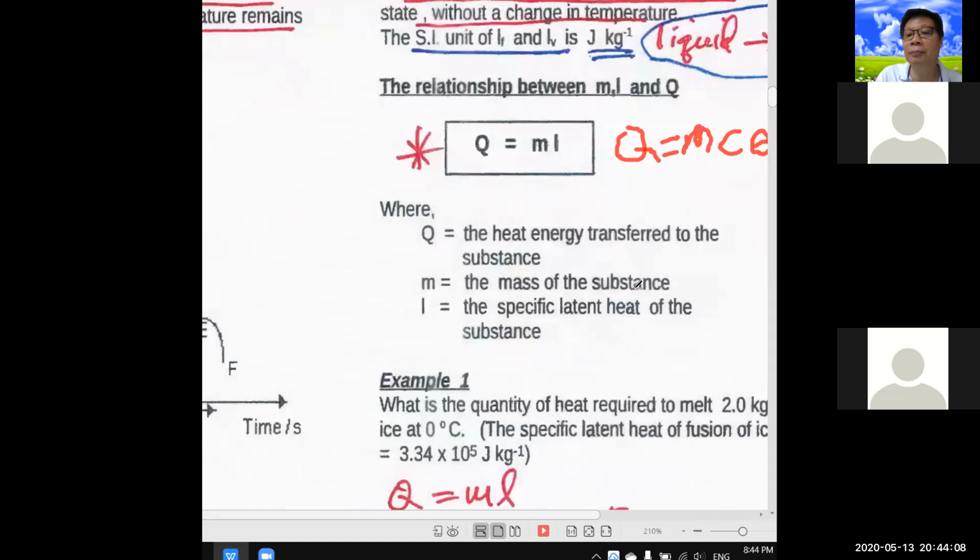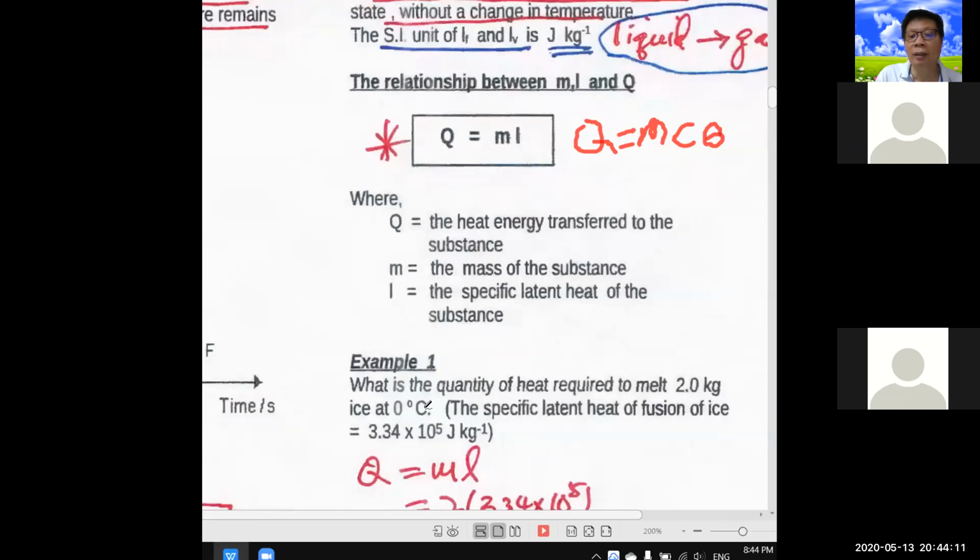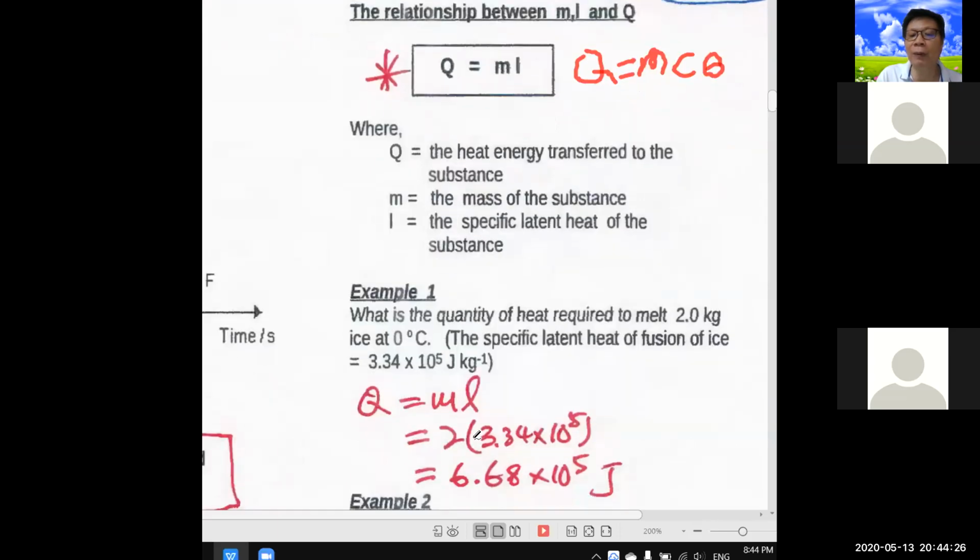Question number 1. What is the quantity of heat required to melt 2 kilograms of ice at 0 degrees? It's given the latent heat of fusion of ice. So very simple, very straightforward. You just use the formula Q equals mL, mass 2 kilograms, latent heat value 3.34 times 10 to the power of 5. So you get this answer, 6.68 times 10 to the power of 5 joules. Okay, copy the answer now. Just use the formula, substitute, calculate, and you get the answer.